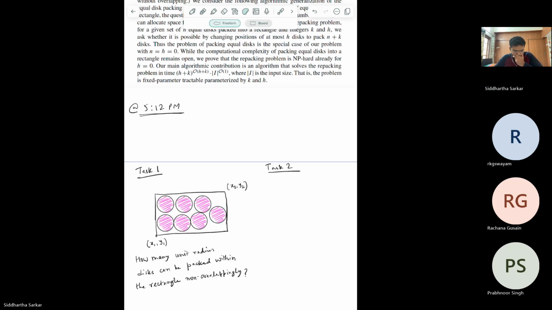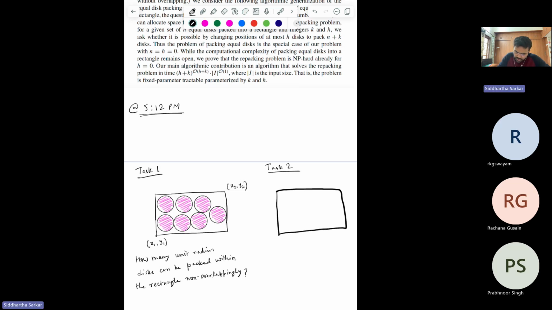Okay. Task 2 is similar. Again, you have the same rectangle, one rectangle, and additionally you are given disks of different radii. So now you are allowed to have small and large, all kinds of disks.